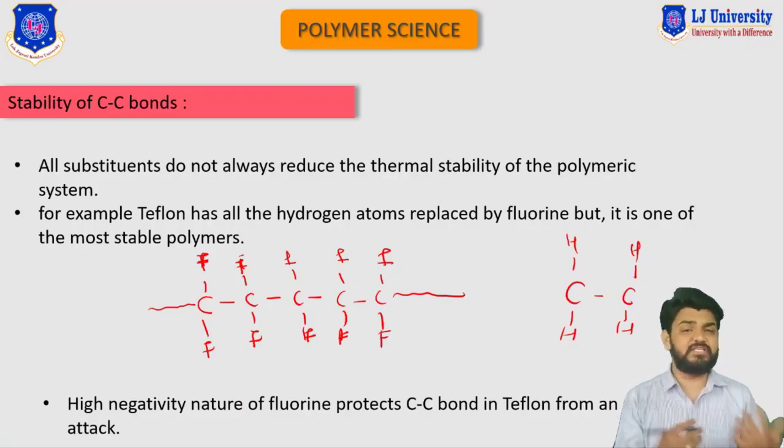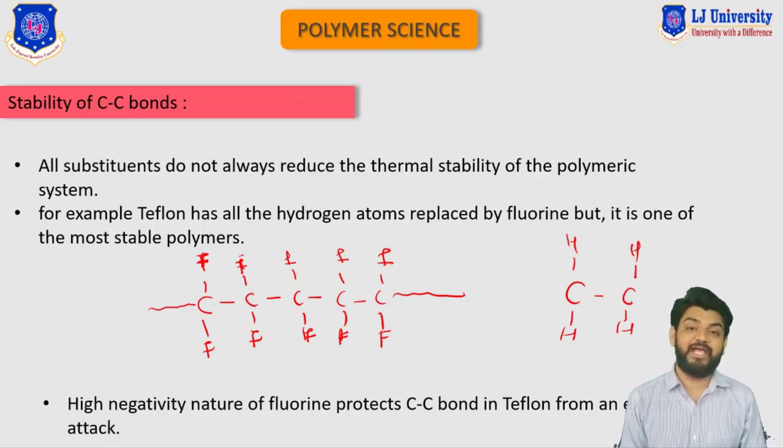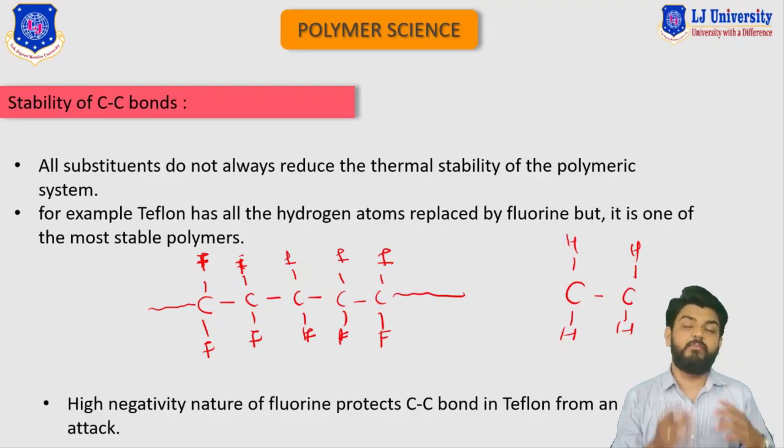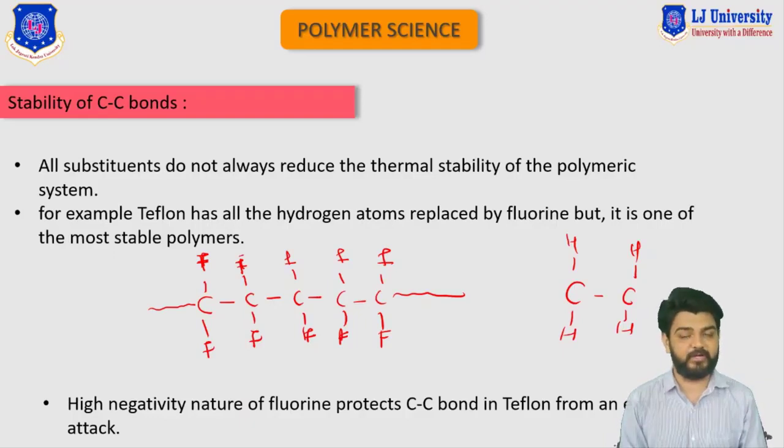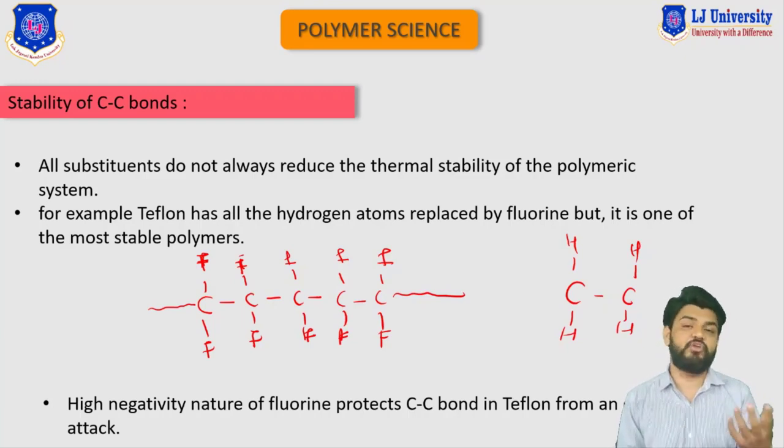You can see here on the screen that in the example of Teflon, all the hydrogen atoms are replaced with the fluorine group. So its thermal stability should be less. But Teflon is one of the most stable polymers. Despite having more substituents in the form of fluorine, Teflon is one of the most stable polymers. So what is the unique property of Teflon? You can see here that the high electronegativity of the fluorine group protects the carbon-carbon bond in the Teflon.